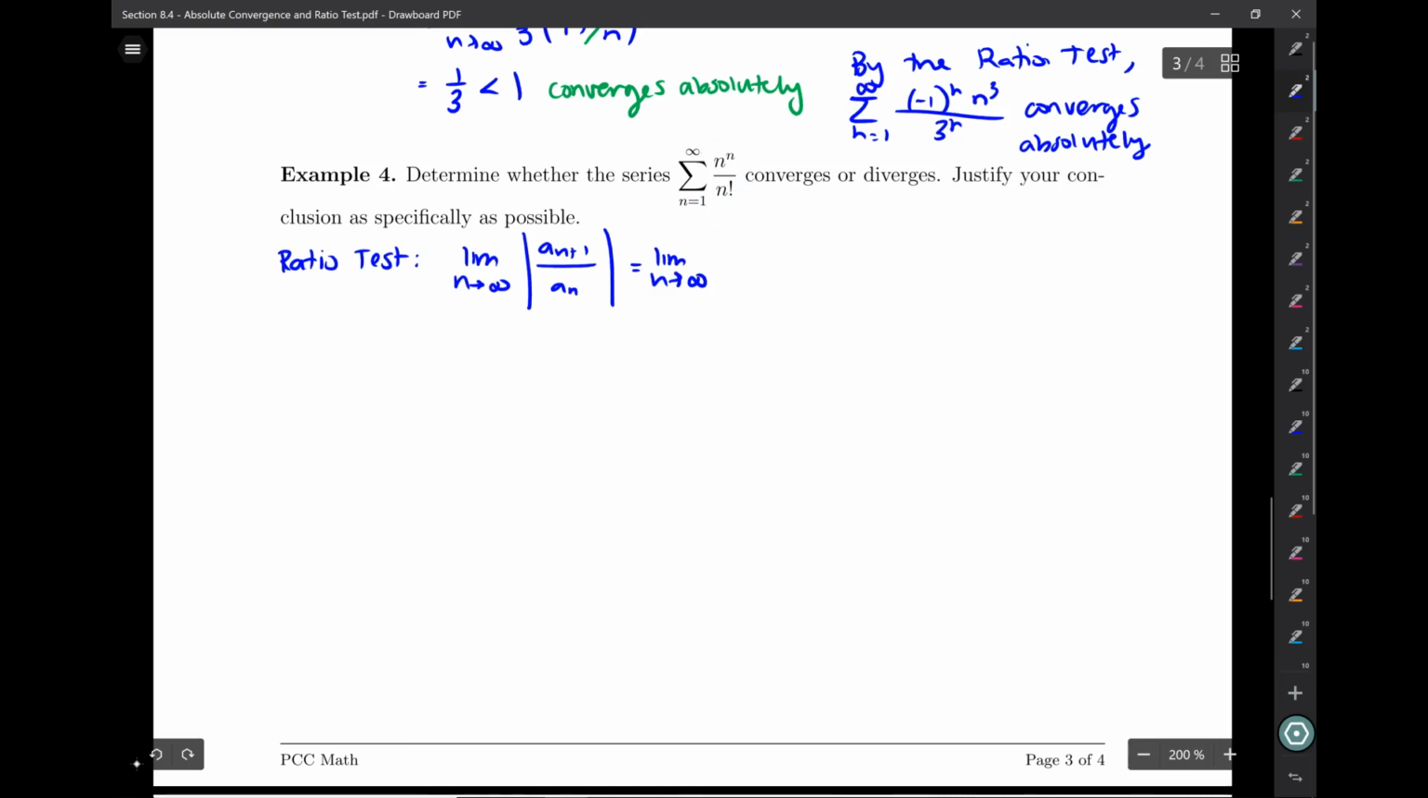Additionally, these terms are always positive, and so I wouldn't have to use the absolute value, but I'm going to in this particular case. So we're going to replace all of the n's with n plus 1 to start off to find our a sub n plus 1 term. So that would be n plus 1, that's our base, to the n plus 1, that's our exponent, divided by n plus 1 factorial, divided by the nth term, which is n to the n over n factorial.